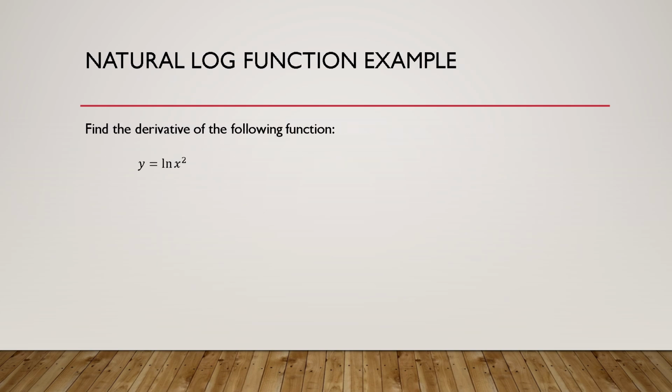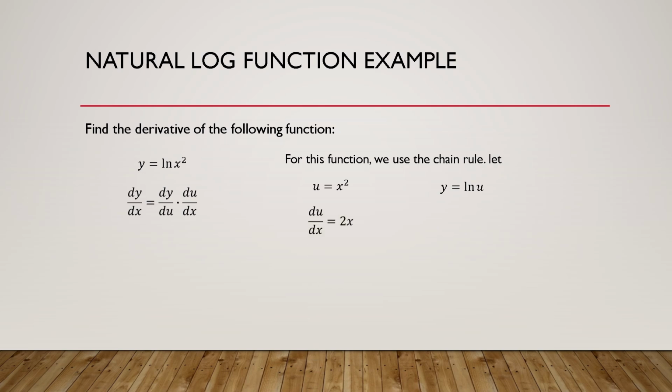As an example, find the derivative of the following function. y is equal to the natural log of x squared. For this function, we use the chain rule. Let u equal x squared, which would make y equal to the natural log of u. du/dx will be 2x, and dy/du would be 1 over u. dy/du times du/dx equals 1 over u times 2x, or 2x over u. So dy/dx equals 2x over x squared, which simplifies to 2 over x.